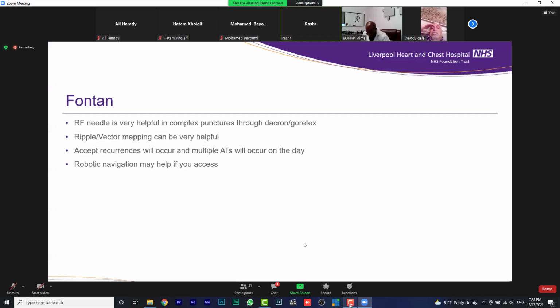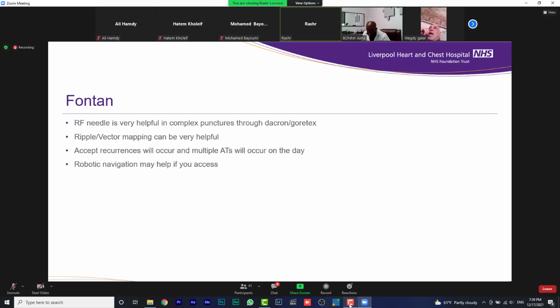So I thought the things I found most useful for these is the RF needle has really helped me in some of the most difficult punctures. I think the development of ripple and vector mapping, especially in identifying critical slow isthmus zones, can be very helpful. Personally, I'm a big fan of the vector mapping in Precision and ripple mapping from Carto. And I think these have helped when you've got really densely scarred atrium with lots of areas of slow conduction. Trying to identify what is the critical isthmus can be very useful.